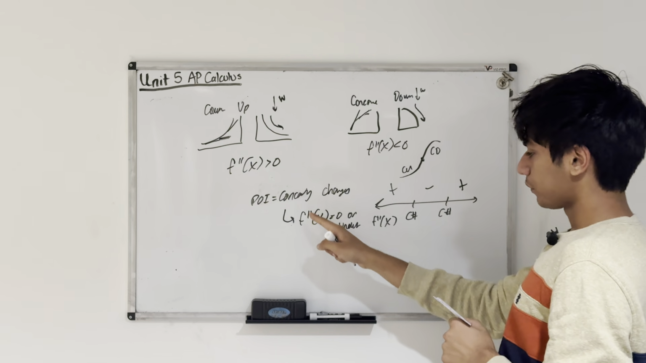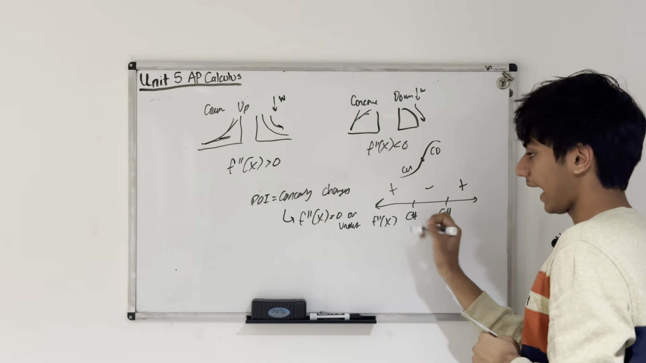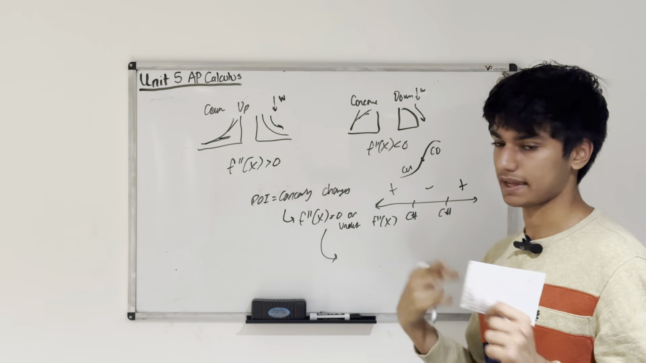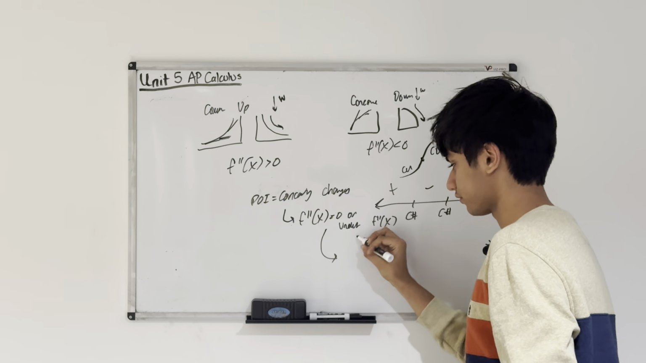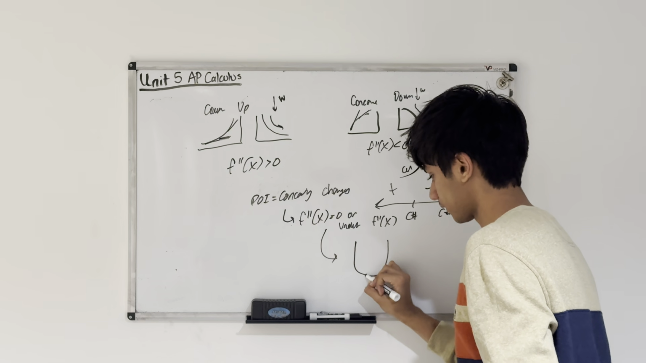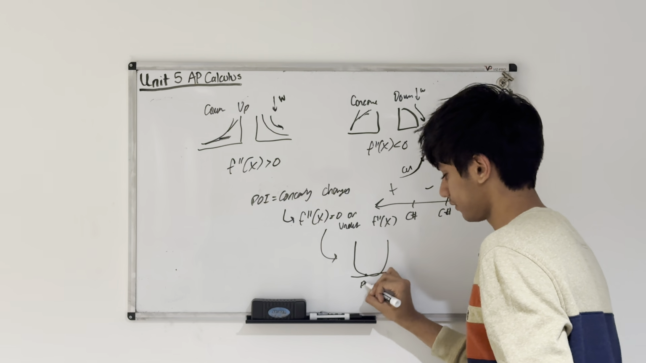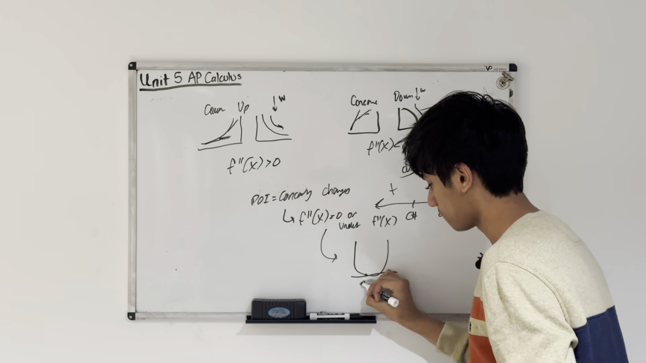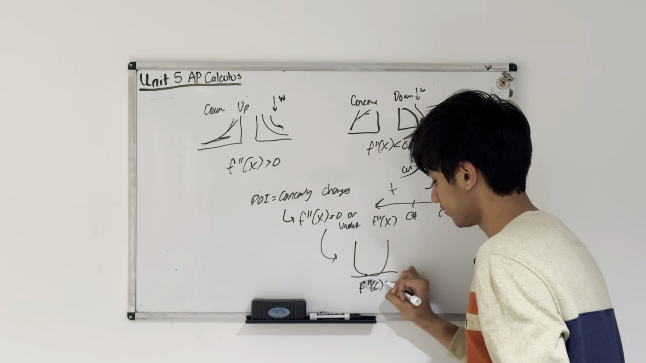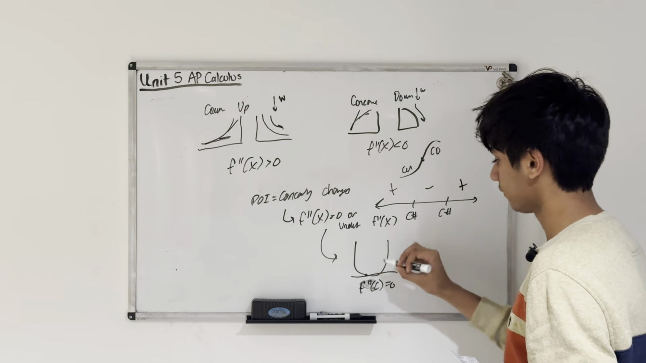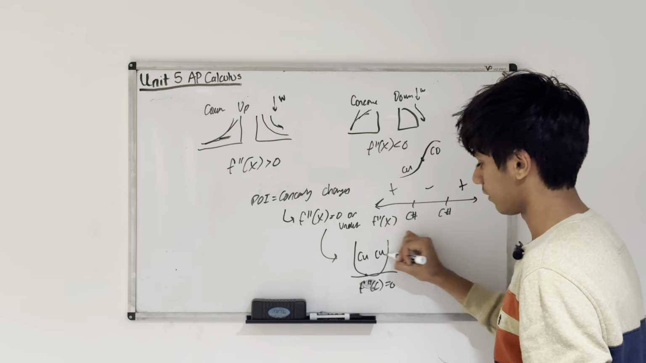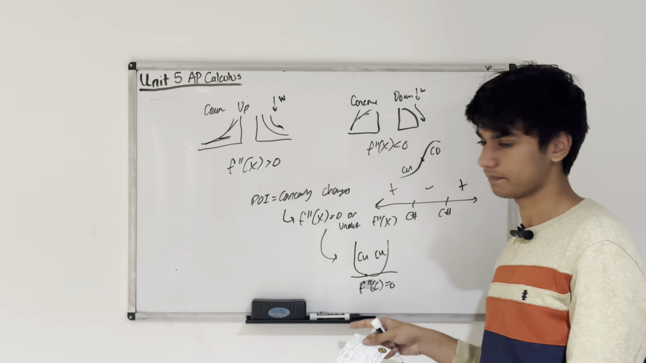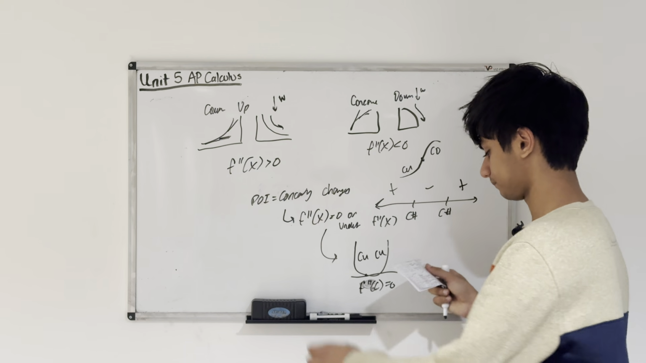There's only a point of inflection if f double prime equals 0 or is undefined, and if the sign changes. Just because it's 0 or undefined does not mean that it's a point of inflection. The counterexample would be this. We have f double prime of c equal to 0 here, but it's not a point of inflection because it's concave up here and concave up here. The concavity doesn't change.